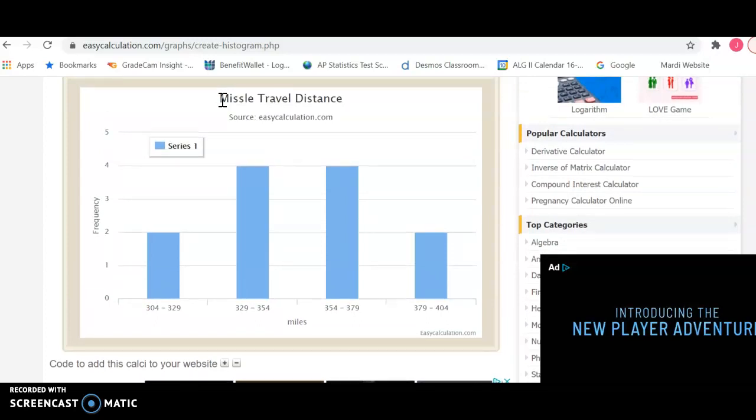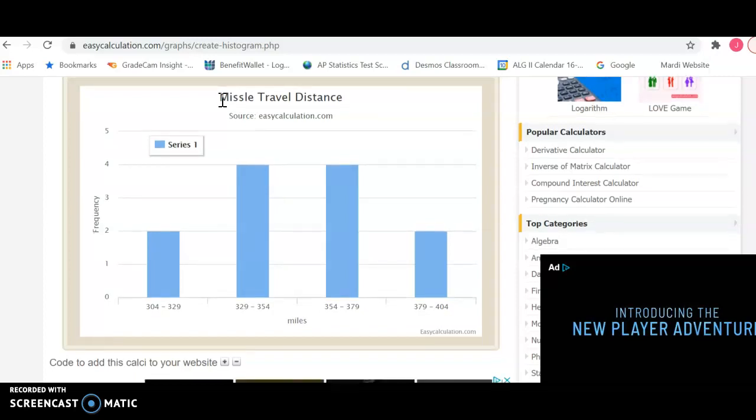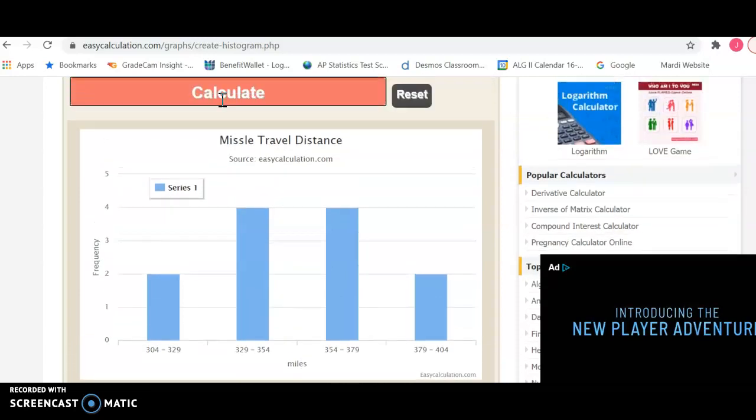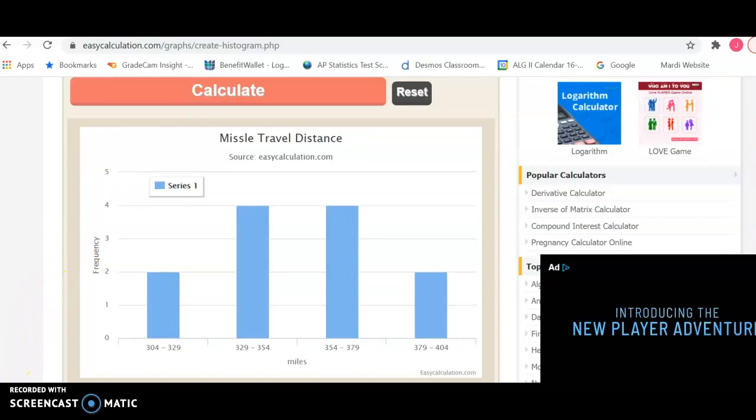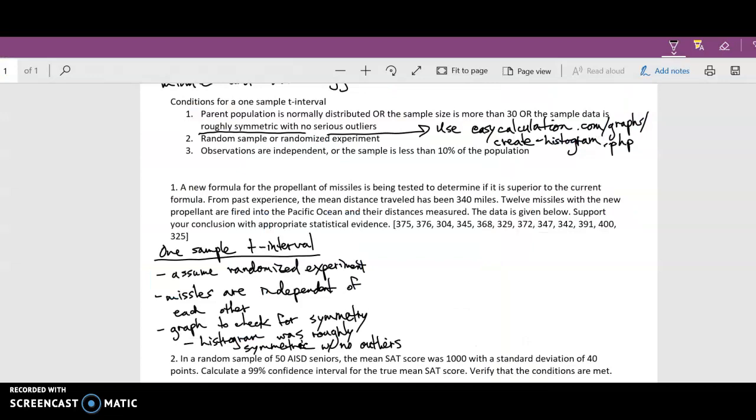Your graphing calculator will do this too. It doesn't do as nice of a job of it, actually. This is really kind of a cool graph. It took me a minute to find one that would work, that looked okay. So that's how we create a histogram if we need to. Remember, we're just doing conditions right now. Okay, so we've got our conditions. We said the histogram was roughly symmetric with no outliers, so all of our conditions are met.